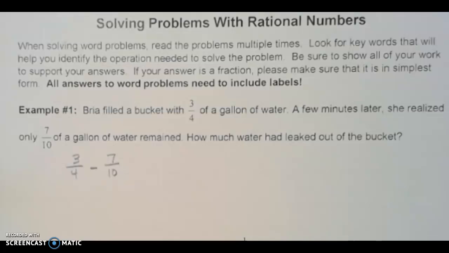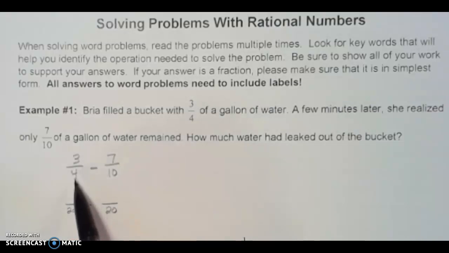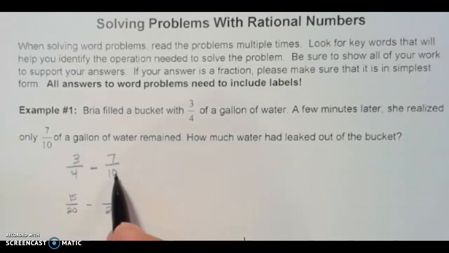In order to do this, I need to get common denominators. If I have fourths and tenths, a good common denominator would be 20. So I'm going to rewrite this so that the fractions have denominators of 20. 4 times 5 is 20, so 3 times 5 is 15. 10 times 2 is 20, so 7 times 2 is 14. And now all we have to do is this subtraction problem, 15/20 minus 14/20, and that's going to give us an answer of 1/20.